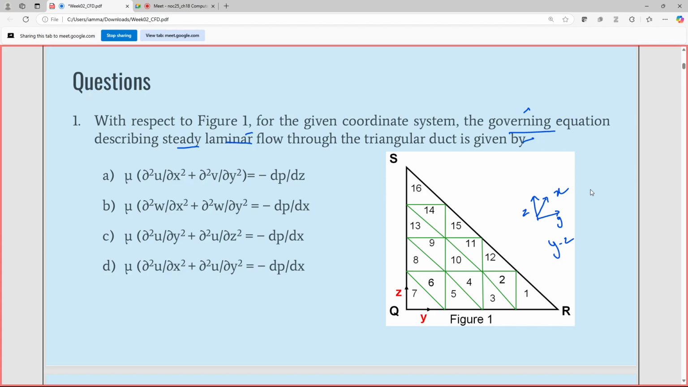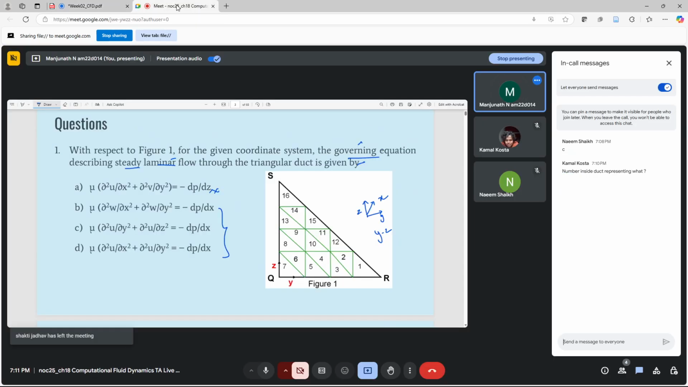The first thing you have to find is the equation, in which coordinate direction you want to find it. It is easy to check the coordinate of the pressure gradient. So the flow is happening in the x direction, so it should be one of these. Again, you can find which among the following will be true. You can inbox your answers.